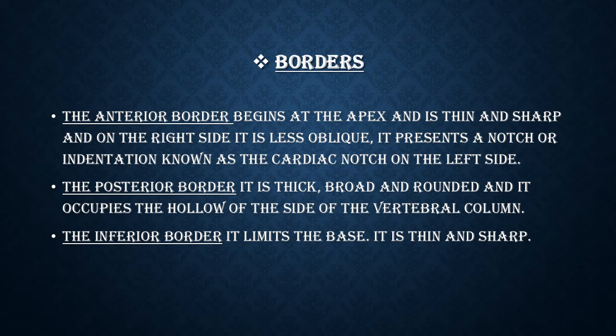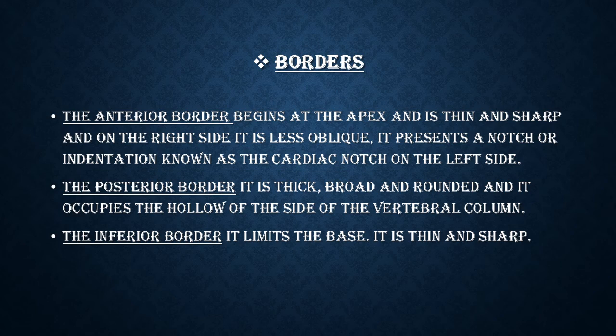Next come the borders of the lung. As we know, the lung has three borders: the anterior border, posterior border and inferior border. The anterior border begins at the apex and is thin and sharp, and on the right side it is less oblique. It presents a notch or indentation known as the cardiac notch on the left side.